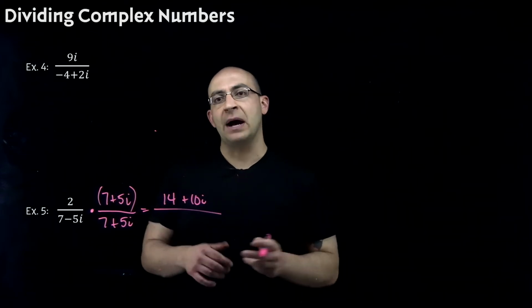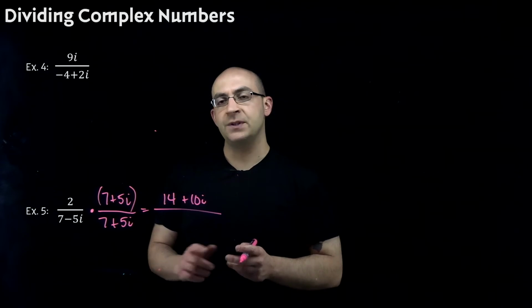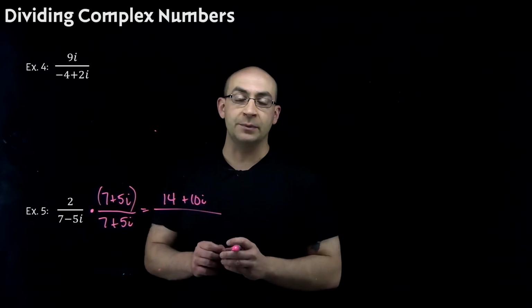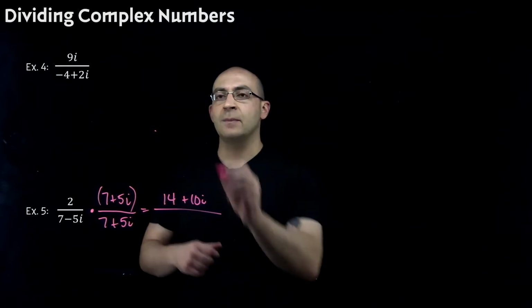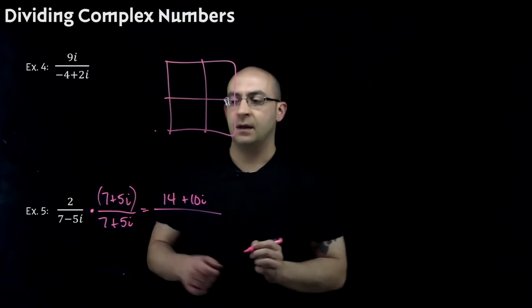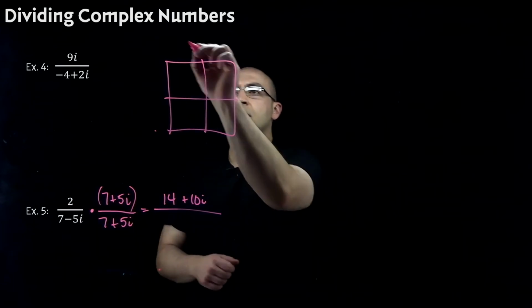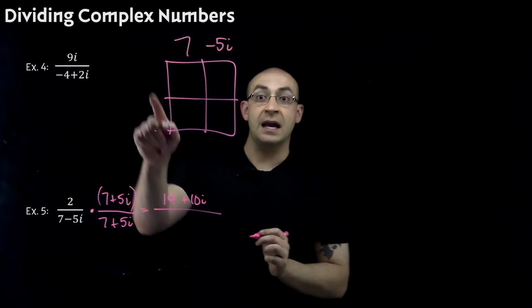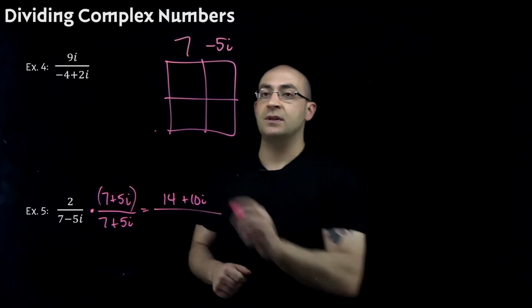Now, when we multiply binomials, again, the area model works. So for instances like this, I'm going to show you the area model. You certainly are welcome to use it if it makes more sense to you. So I'm going to make my area model squares up here. And let's plug in the things we know: 7 and a -5i, and then 7 and a plus 5i, right? Because I'm using the second binomial.